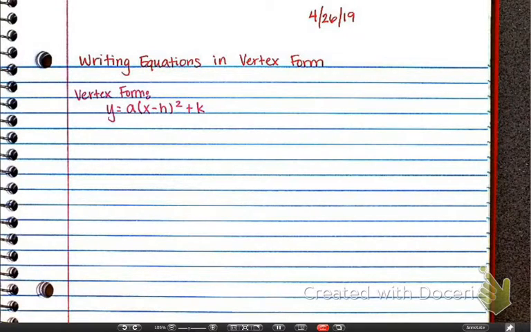Start recording. Okay, so Christina looked back at her notes from yesterday where we wrote vertex form twice. Now we're writing it again. Okay, you have to know vertex form.